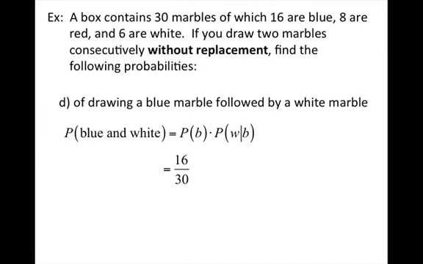For the second draw, since I pulled out a blue marble, I still have all 6 white marbles, but there's only 29 marbles in the box. So if I multiply these, the probability of drawing a blue marble and then a white marble is 16 out of 145.